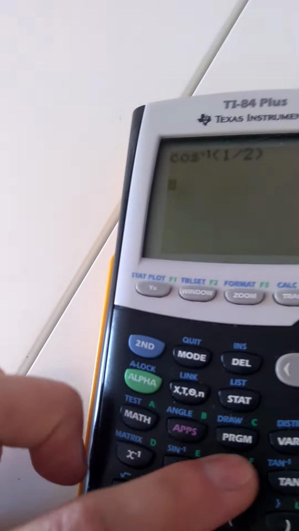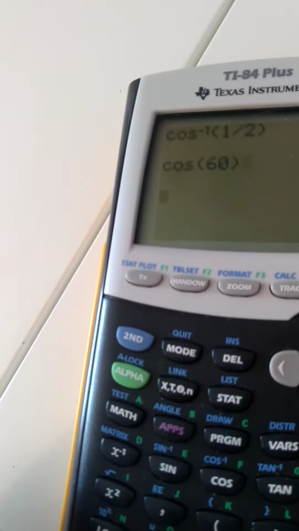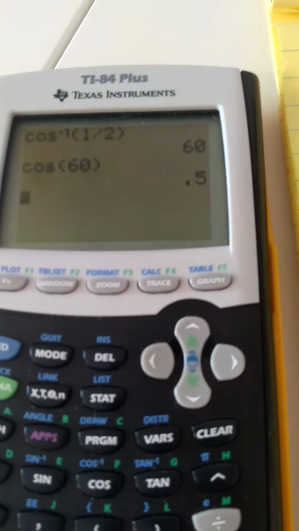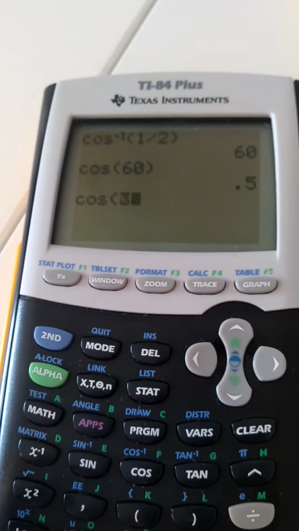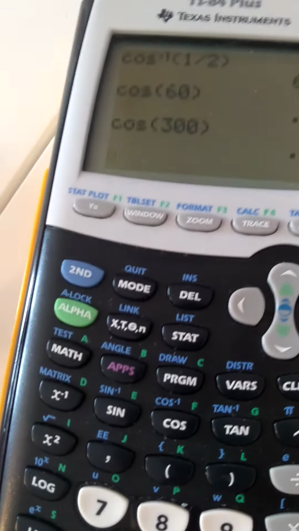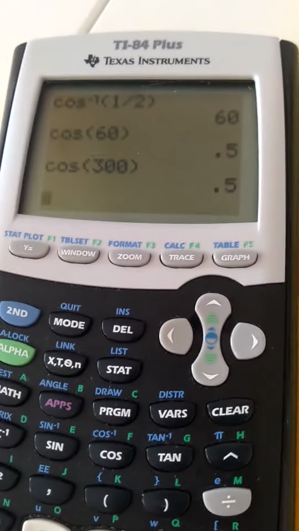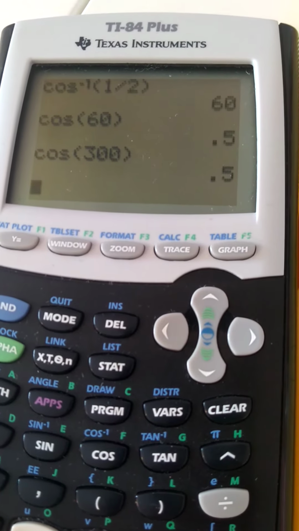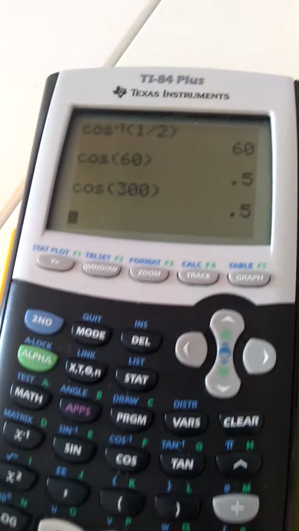If you type into your calculator the cosine of 60 degrees, oh my gosh, you get a half. If you type in the cosine of 300 degrees, I am in shock, you also get 1/2. So that's an excellent way of checking your work. Okay, so those are our 2 examples so far.